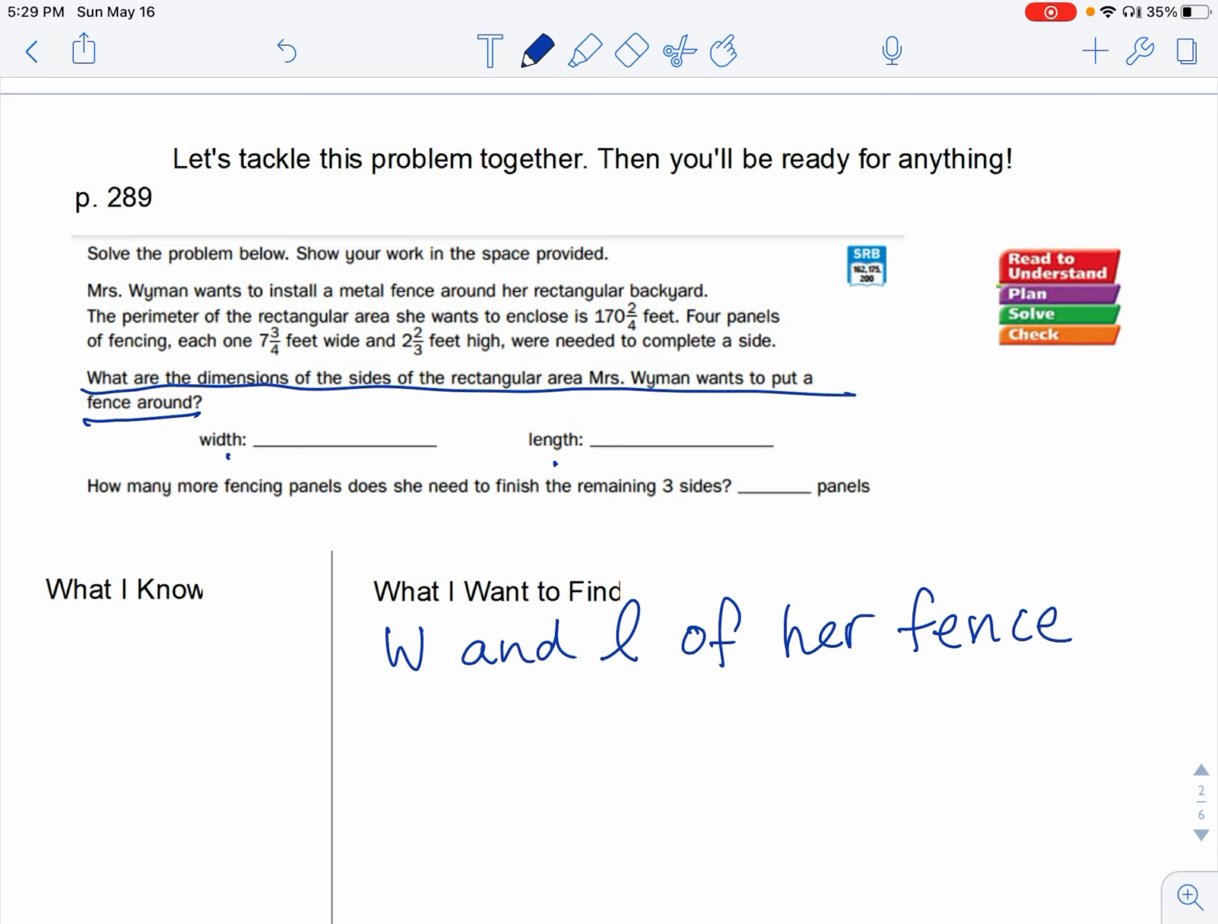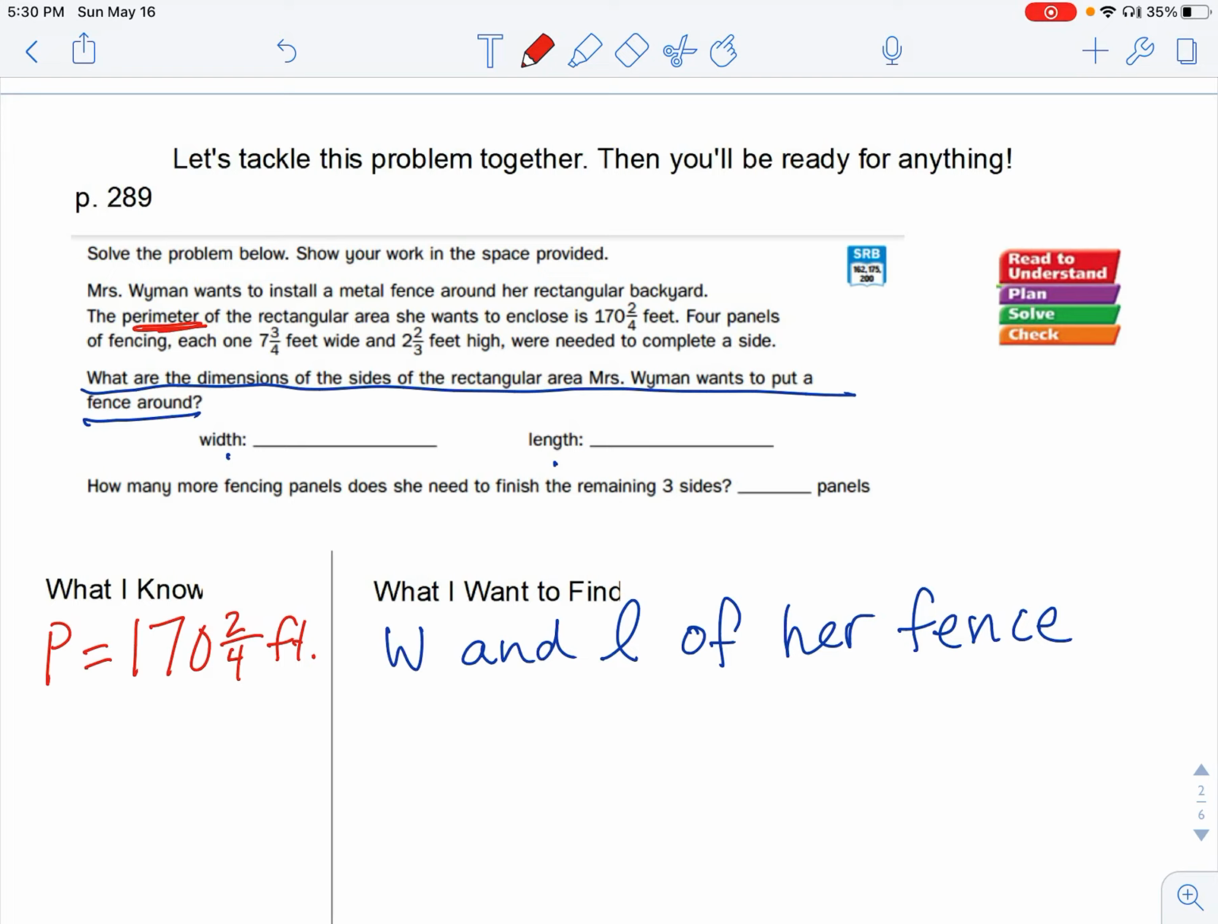Now, I know I want to find that. Well, what do I already know? Look back at your problem and think about that. If you said you already know that the perimeter is 170 and 2/4 feet, that is correct. It's very important to note they give us the perimeter, not the other side length this time.